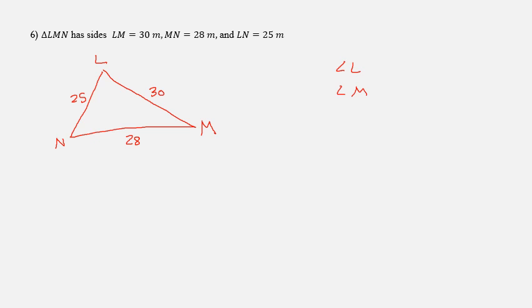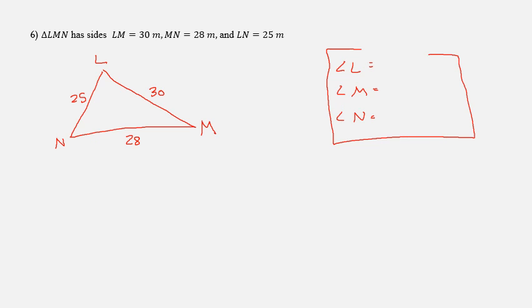All right, last problem. Triangle LMN has sides LM is 30, MN 28, LN 25. So let's draw a picture. Okay, LMN. So LM is 30. MN is 28 and LN is 25. So what we're missing is the three angles, right? So we need to find the three angles.